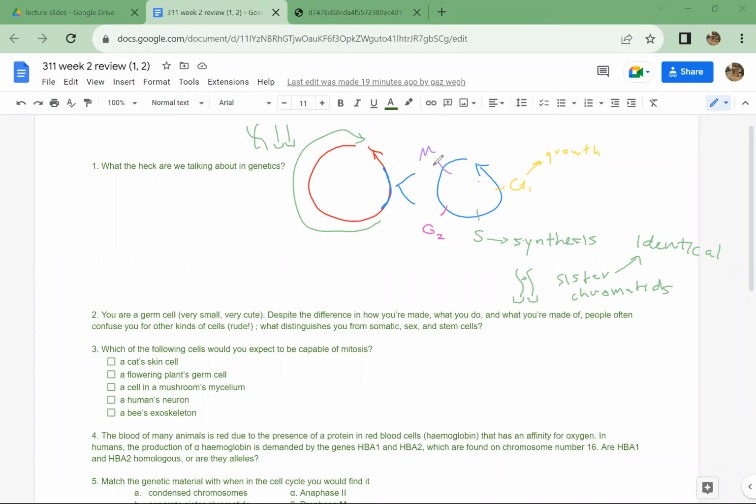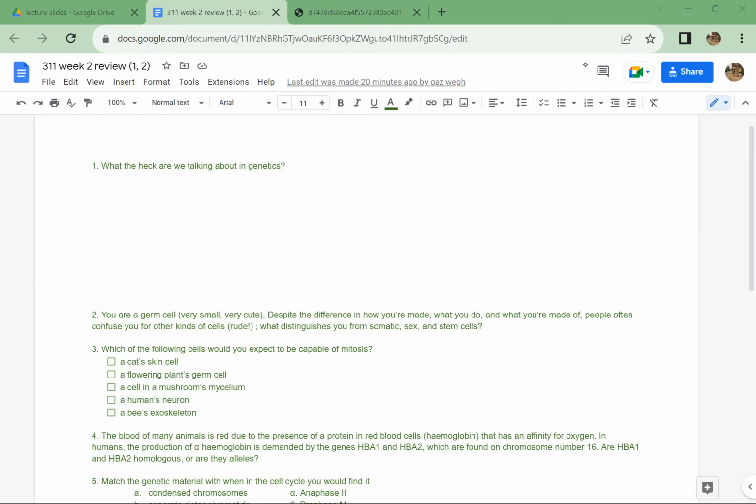So this is a very important part of genetics. This is what our cells are doing throughout our whole lives. And obviously, that is a pretty important thing.